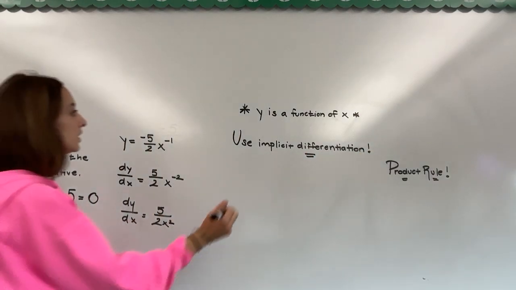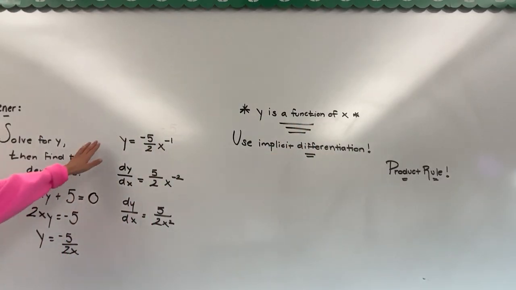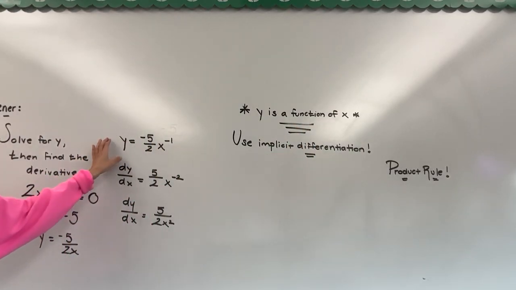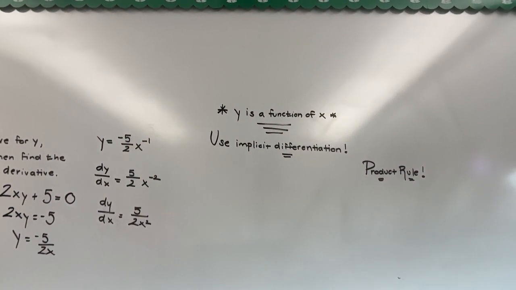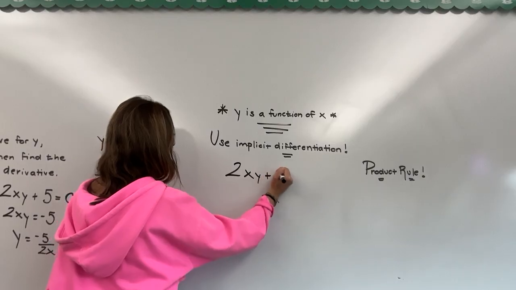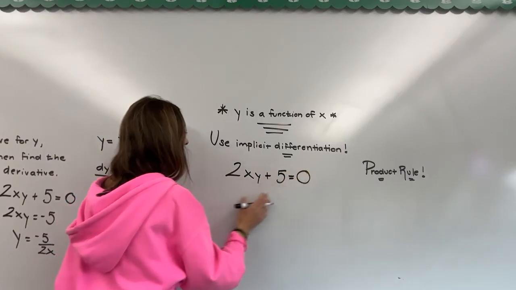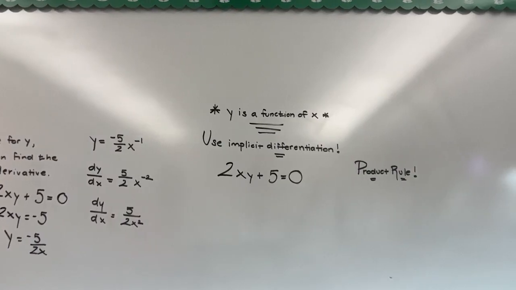The key, though, is we need to remember y is a function of x. We just showed that y is a function of x here, so we have to remind ourselves that y is not just the same as x. Y is expressed in terms of x. So I'm going to rewrite our original problem: 2xy plus 5 is equal to 0. The nice thing about implicit differentiation is it neatly avoids us having to find y first.